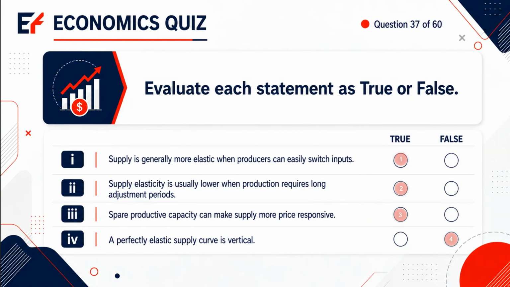A perfectly elastic supply curve is not vertical. It is horizontal, showing that sellers are willing to supply any quantity at one given price. The key idea is that supply is more elastic when producers can adjust output quickly and easily.